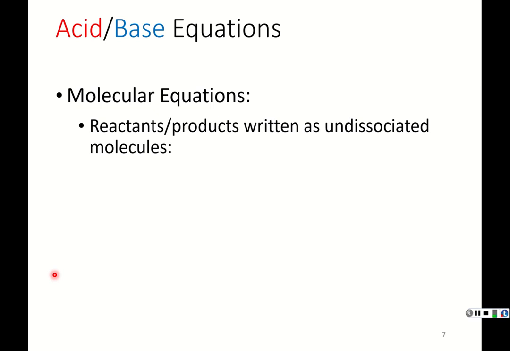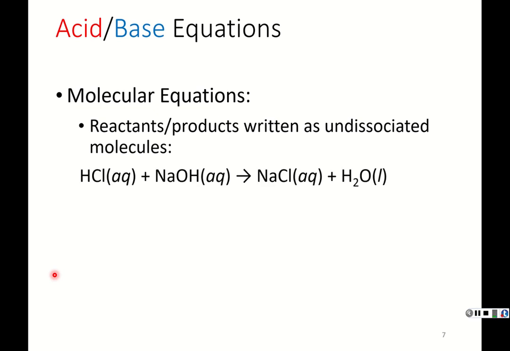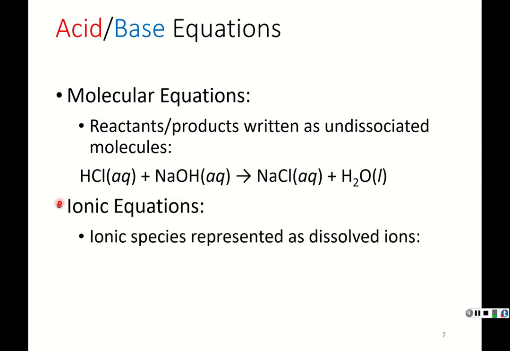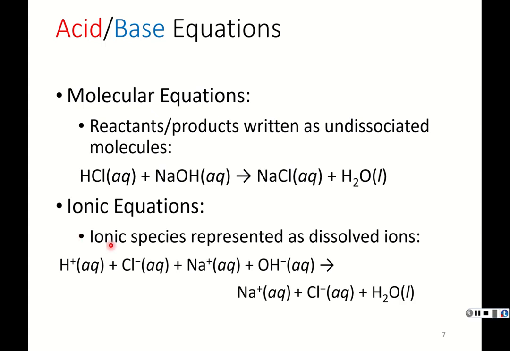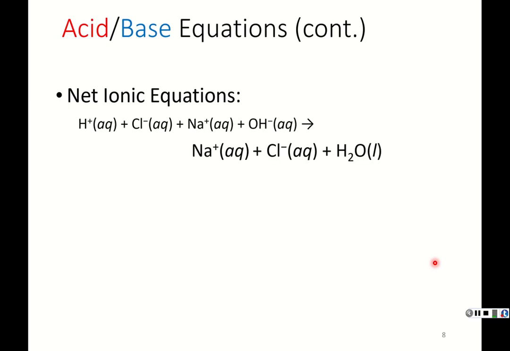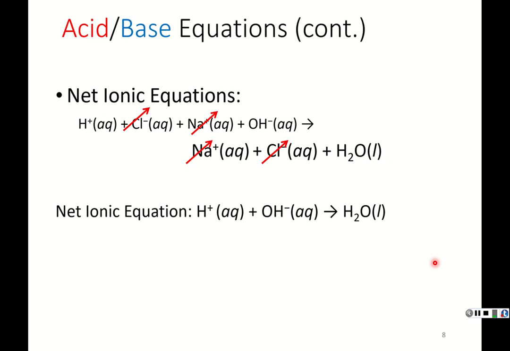We can write the molecular equation, where molecules like HCl and NaOH are written as they are, undissociated, even though we know in solution they are fully dissociated because they're a strong acid and a strong base. The ionic equation writes these out as separate species. So we'd have H plus aqueous plus Cl minus aqueous for HCl, and Na plus and OH minus aqueous for the base. On the other side, we still have Na plus and Cl minus, but we have H2O liquid now. For the net ionic equation, you just cancel what's the same on both sides, the Na plus and Cl minus. And what we get is the net ionic equation, which is H plus plus OH minus goes to H2O.